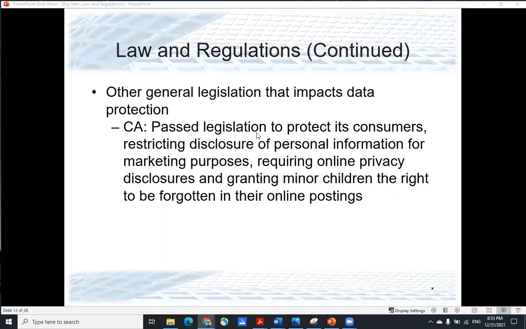Let's talk about some of the states here. You have California, for example. They passed legislation to protect its consumers, restricting disclosure of personal information for marketing purposes, and requiring online privacy disclosures, and then granting minor children the right to be forgotten in their online postings, similar to what we see under the GDPR.